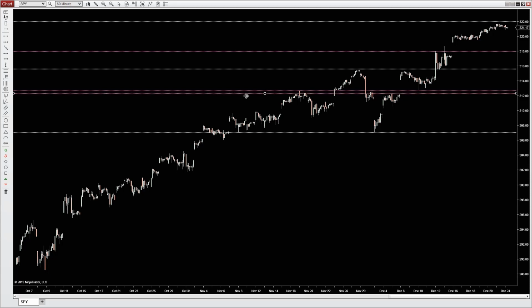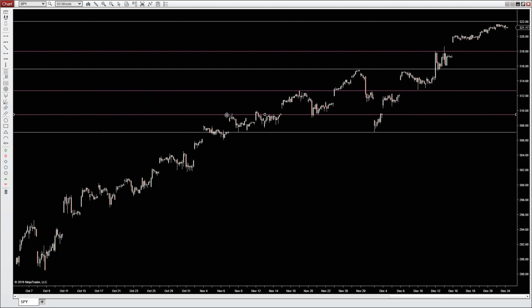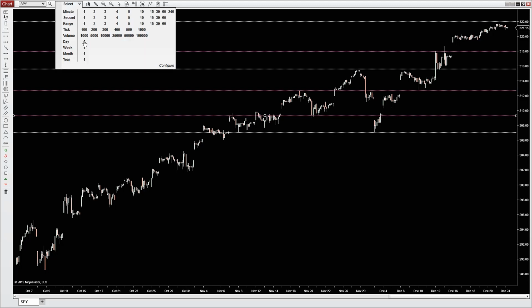Let's highlight some levels through here as well. You can see we had a fake out that came right back down and respected it as support, so we'll highlight that. And we're pretty much done here. Let's go back to the daily.